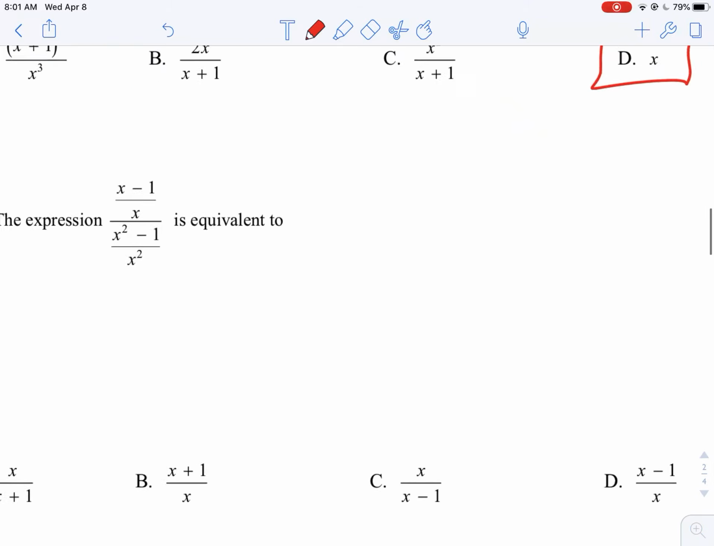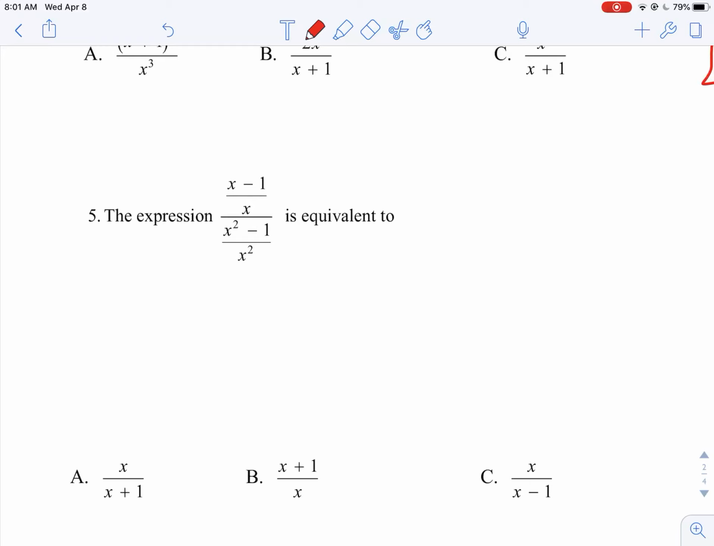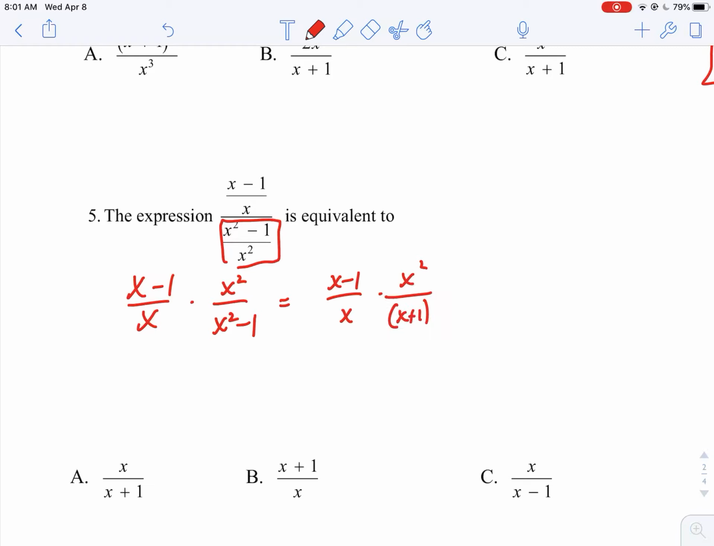All right, next one. We have a division again. So I have x minus 1 over x times, I'm going to take the reciprocal of this expression. So the x squared is going up top. The x squared minus 1 is going on the bottom. Before I do any of the simplifying or the reducing, I am going to factor. So I'm going to take that denominator and turn it into an x plus 1 and an x minus 1. And this will allow me to do some canceling.